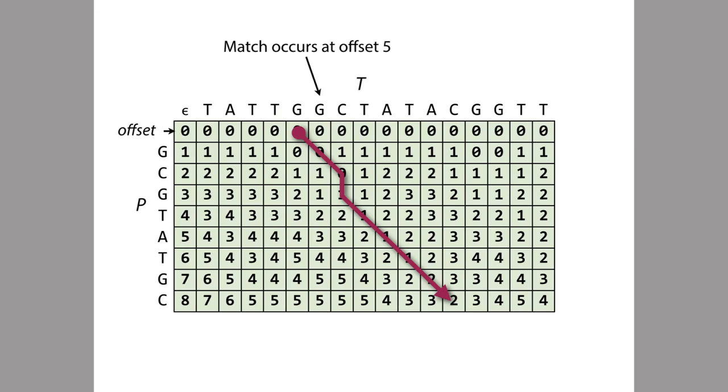Once we have the traceback, we know exactly which substring of T matches with P with 2 edits. It's the substring that begins at offset 5 with respect to T. We know this because this element here is the first one where we've aligned a character from T to a character from P. So in this case, we've aligned this G, the G at offset 5 in the text T, with the very first G of P.